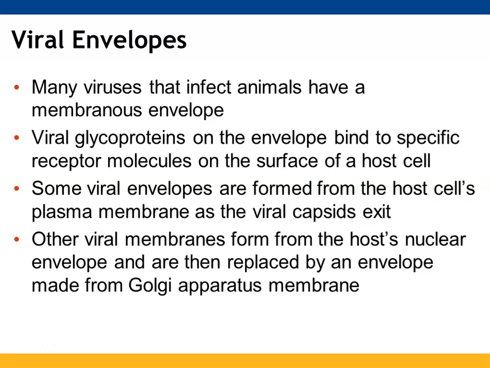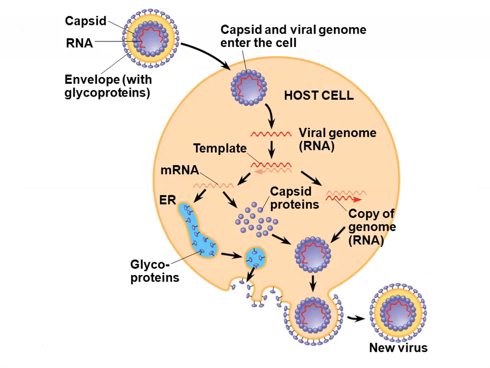And then you could have viral membranes form initially from the nuclear envelope and then get replaced by an envelope from the Golgi, from the processing portion of your eukaryotic cells. So here you have an envelope with glycoproteins. It's got an RNA inside of it. And then the glycoproteins help it to find the correct key to enter into the cell through an appropriate receptor. The capsid and the RNA move in.